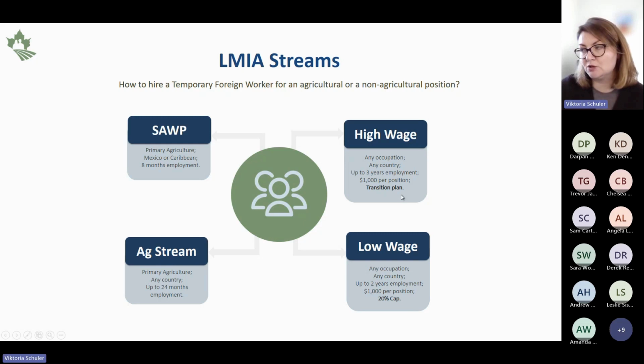On a high wage stream, it could be again any occupation, any country, up to 3 years of employment, which will be changing to 2, $1,000 processing fee, and you need to have so-called transition plan, which means what activities employer will need to do to try to hire Canadians. If you're hiring for this stream and there is like another stream to support permanent residency, the transition plan is not required. If you have any more questions about it, I can talk about it more.